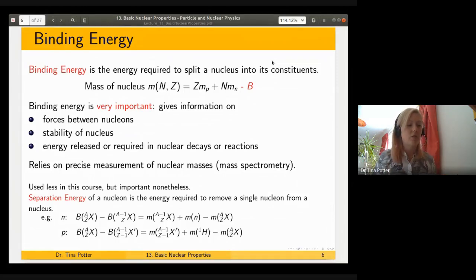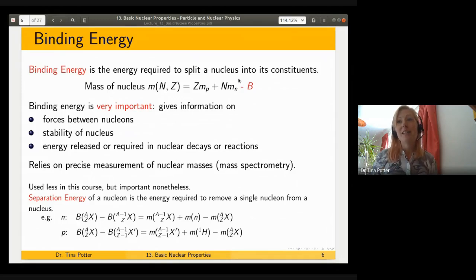how can we describe the mass of a nucleus, i.e. all of its protons and its neutrons, but also the energy that it takes to actually be bound together? We can describe the mass of any nucleus as being the mass of all of our protons and the mass of all of our neutrons, subtracting this binding energy. This is a really important quantity because it gives us information about how our protons and neutrons are actually bound together, that strong nuclear force. It also tells us how stable a nucleus is, and also if energy is going to be released or needs to be put into some reaction that we're going to look at.